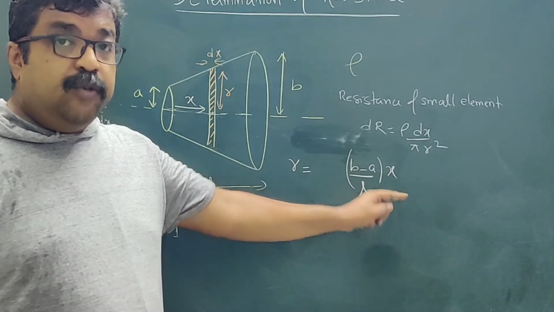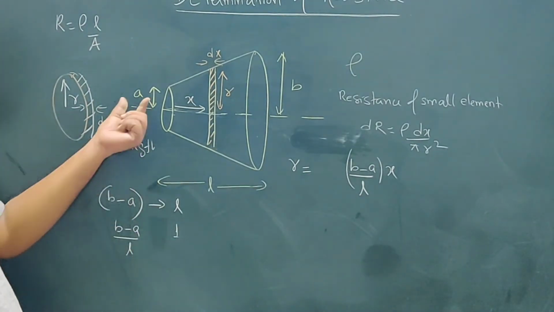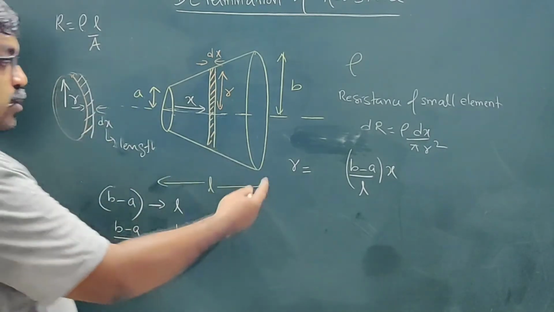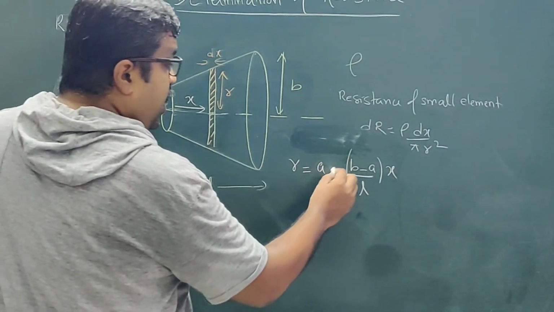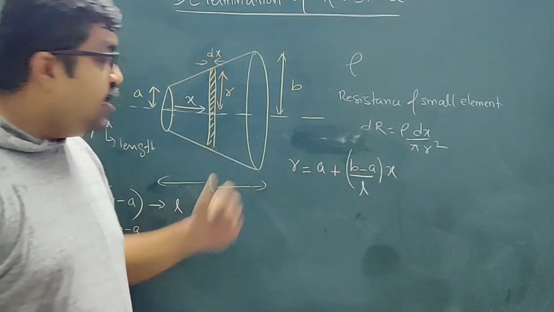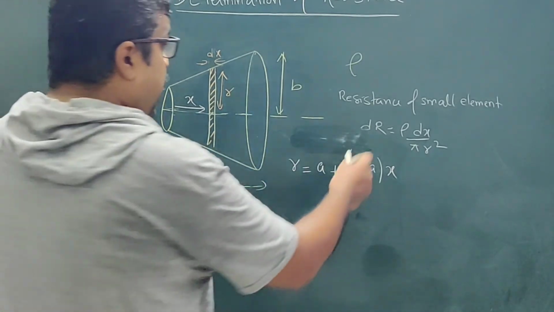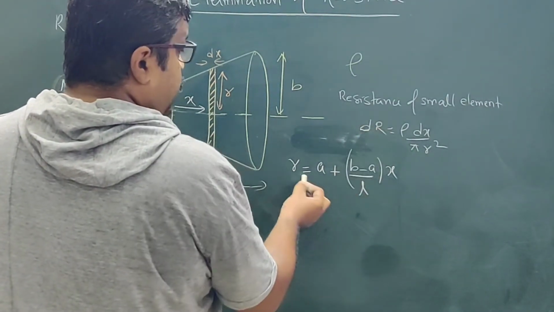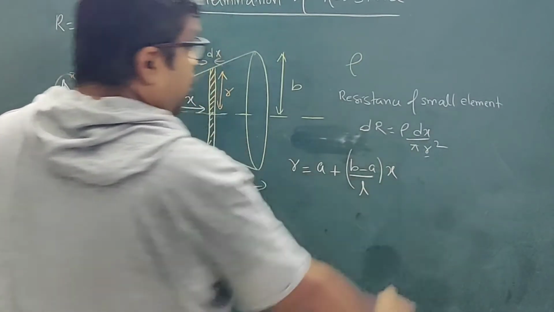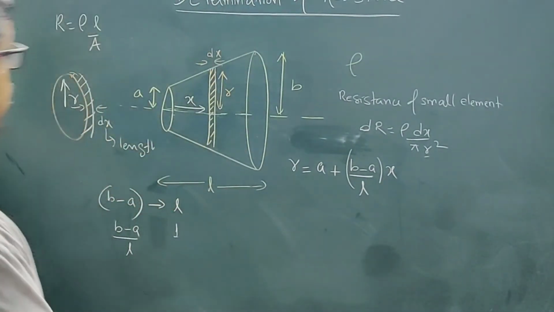So this radius has increased from which amount? From A. So this radius R will be A plus the increment in radius. So that will be equal to R. So this is the value of R. Okay, so this R can be substituted over here.